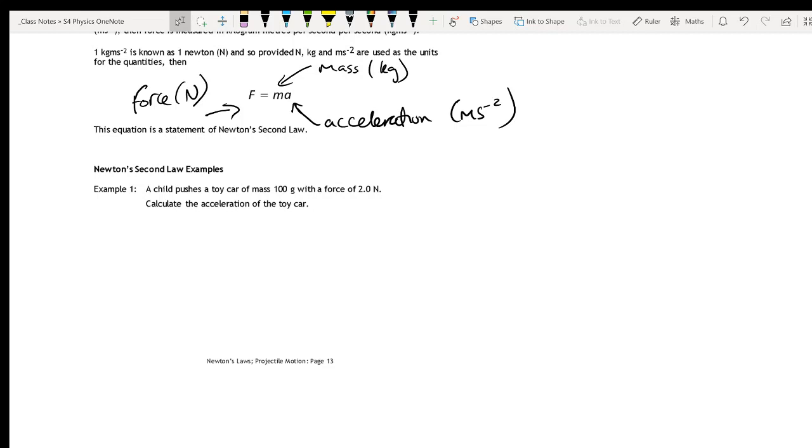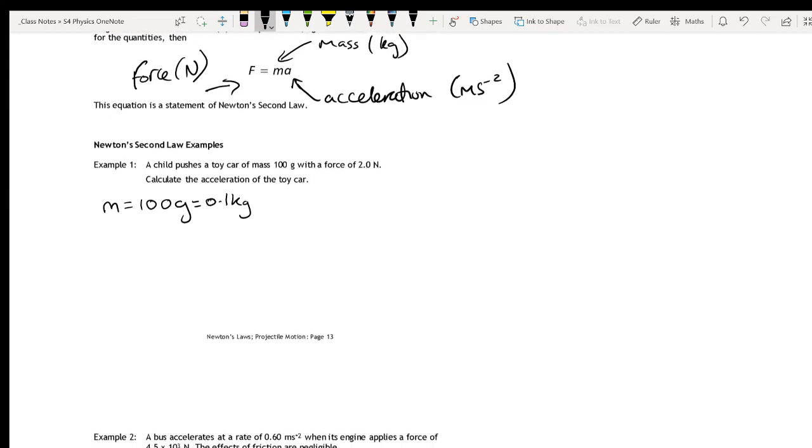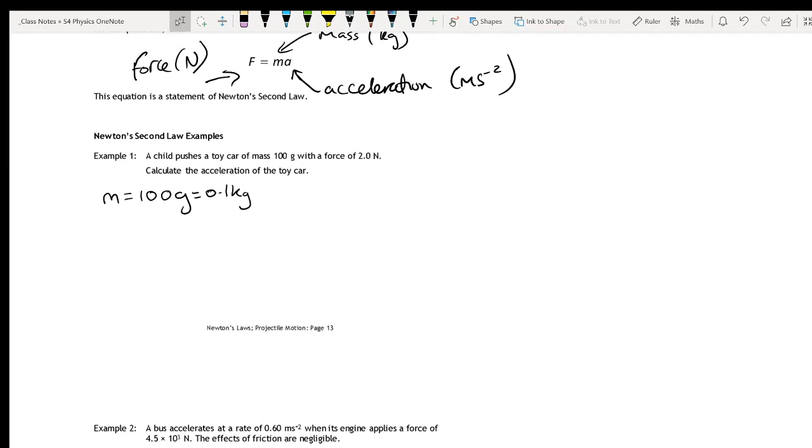Okay, so what do we know? The mass is 100 grams, but it's in grams. We need it in kilograms, yeah, excellent. So that's 0.1 kilograms. The force is 2.0 newtons, and we want to know the acceleration.